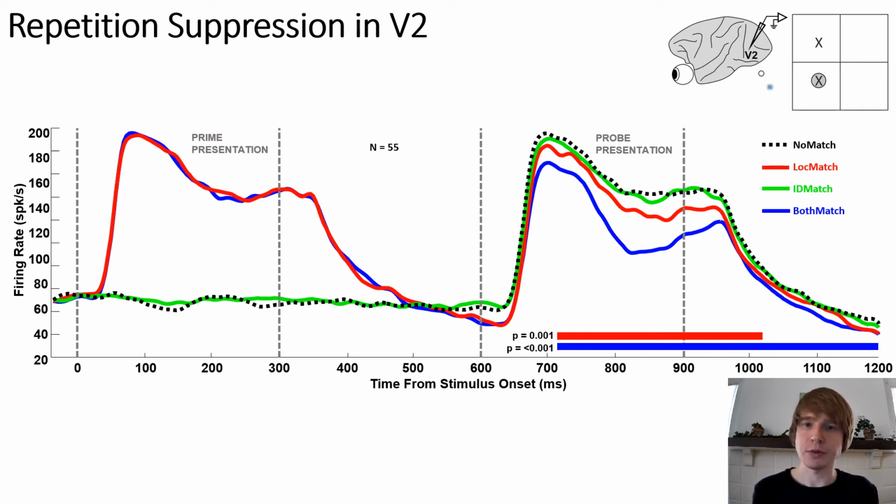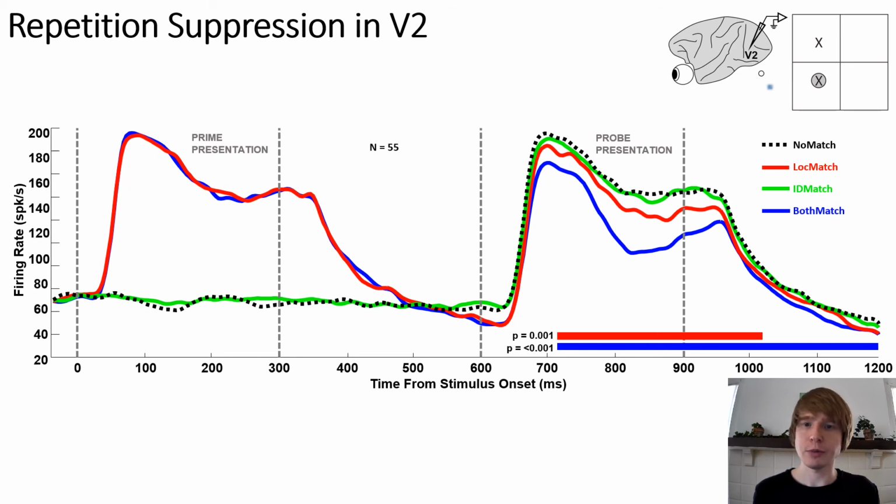In V2, note that there is no response to the prime in the no match and ID match conditions. This is because in these conditions, the prime was necessarily presented outside of the classical receptive field of the neuron being recorded from, due to the small receptive fields of V2 neurons. And this result was expected, therefore we only use the prime response in the loc match and both match conditions when calculating strength of suppression.